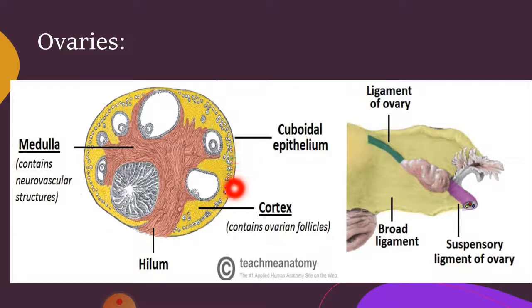The next is the cortex, and this is comprised of connective tissue and the numerous ovarian follicles that I have already told you that each follicle contains an oocyte surrounded by a single layer of follicular cells, and each follicle will be released by the ovary at 14th day, and it will occur in a normal 28-day cycle.